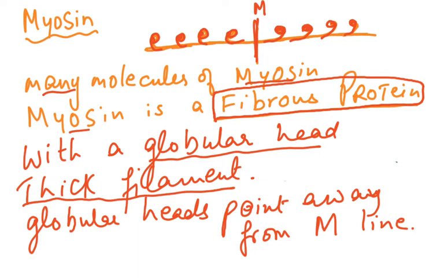Now this is very important that you understand the structure of myosin, which is the thick filaments. So it's a fibrous protein, but it has these globular heads. Please do not mix this with globular proteins. So globular heads, thick filaments, and they point away from the M line.